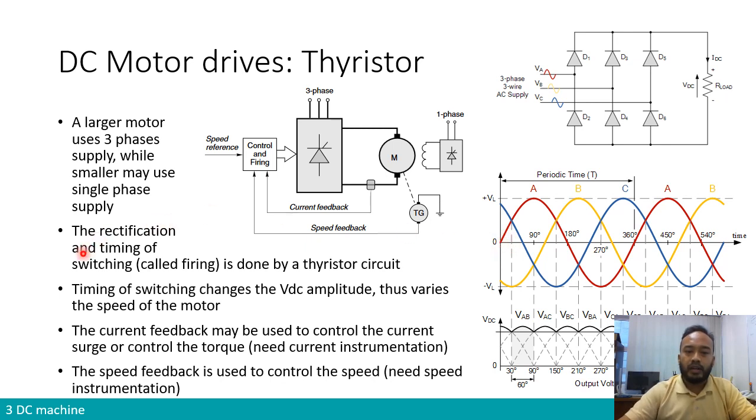Okay, so this rectification and switching is what we call switching or firing. Firing means when the thyristor works and takes the input current. So the rectification plus the timing of this firing done by the thyristor circuit is the thing that allows us to have a variable DC voltage, therefore variable DC speed. This is the most common motor driver using thyristors.